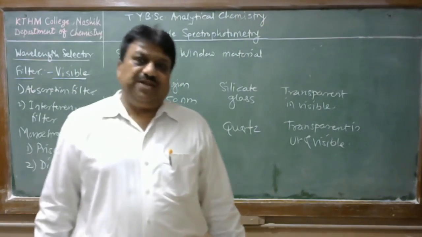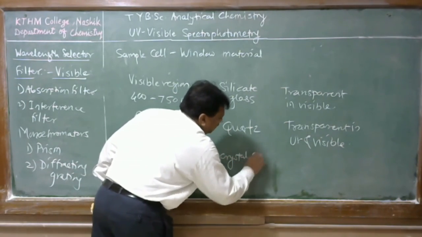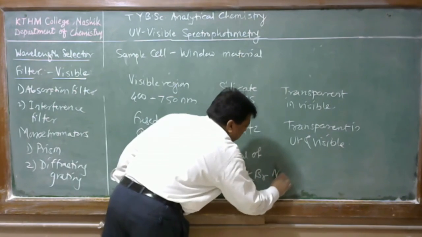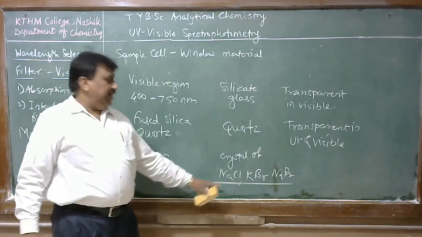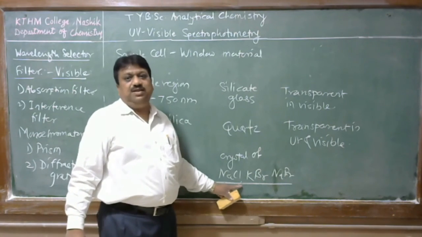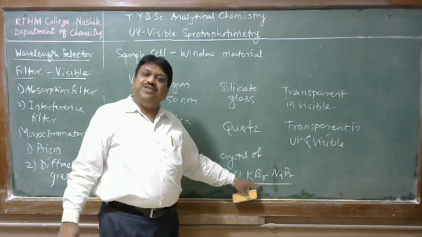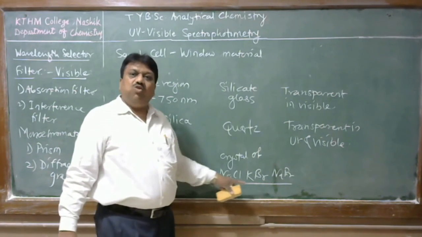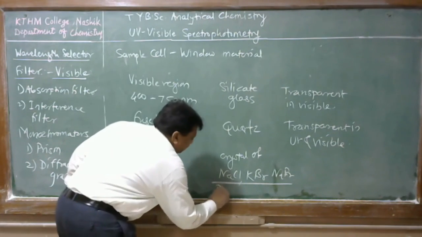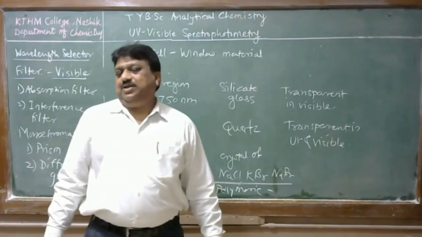Therefore, IR spectroscopy utilizes window material made of crystals of NaCl, KBr, potassium bromide, or sometimes NaBr. Cells are made up of either NaCl, KBr, or sodium bromide. But these cells have a drawback: they are water soluble and can easily be attacked by moisture as well as water. Therefore, fogging of this material takes place. Nowadays, in modern instruments, these cells are also replaced by polymeric material, which can be used as a window material in IR spectroscopy.